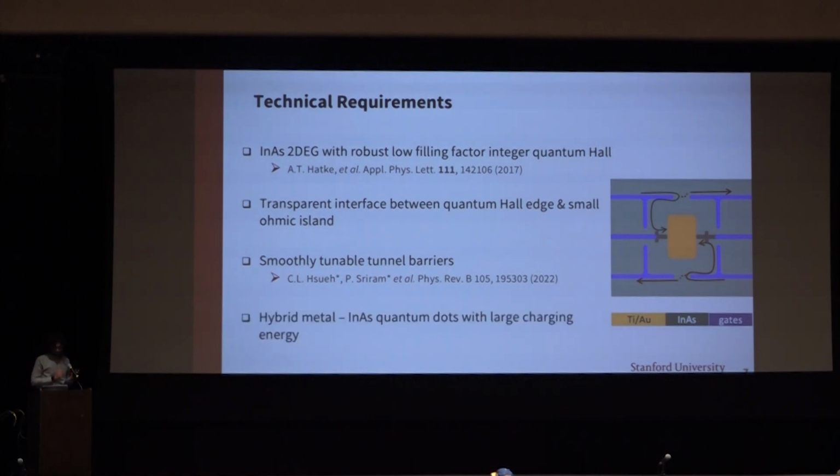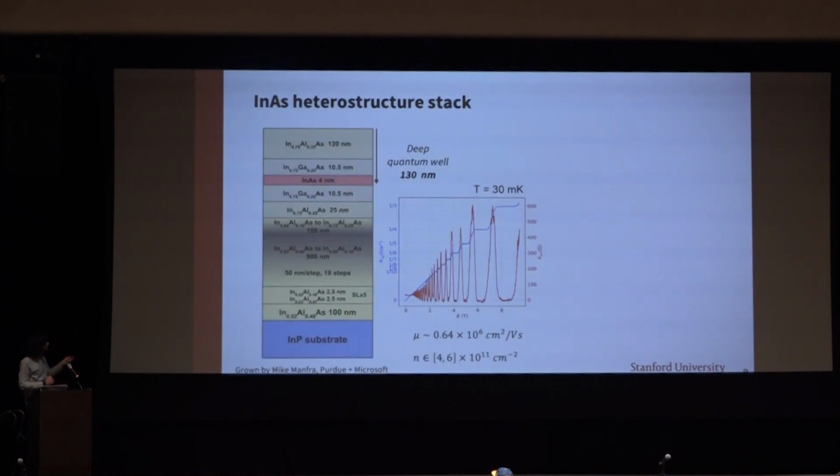So we work with this indium arsenide quantum well that's grown by molecular beam epitaxy on an indium phosphide substrate. This was done by our collaborator Mike Manfra at Purdue. And since this well is quite deep from the surface, we get a very high mobility. And the density is about 4 to 6 times 10 to the 11, which lets us go into low filling factor quantum Hall with the fields that we have access to in the lab.